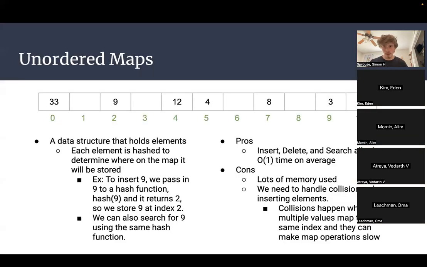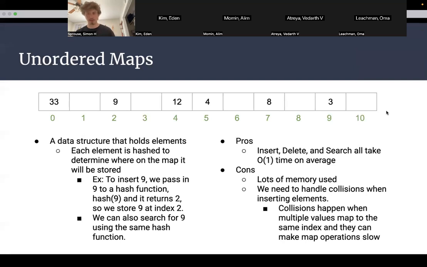So I was hoping the information is on this slide. As you can see, the pros of a hash map is that insert, delete, and search all take O(1) time. And this is a big improvement over the vector. This is a big improvement over the linked list, over the tree. And it's really, really useful.